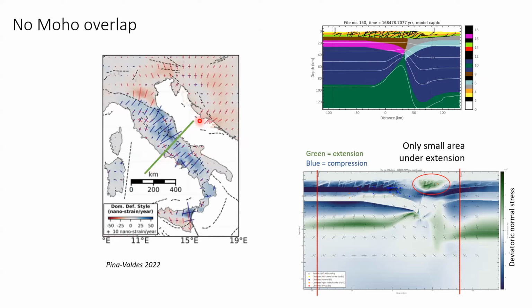My cross section is located here. And as you can see, almost all of Italy is under extension, whereas in my model, almost everything is under compression. So this is not yet what we are looking for.